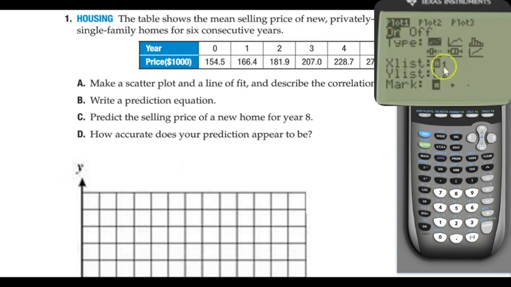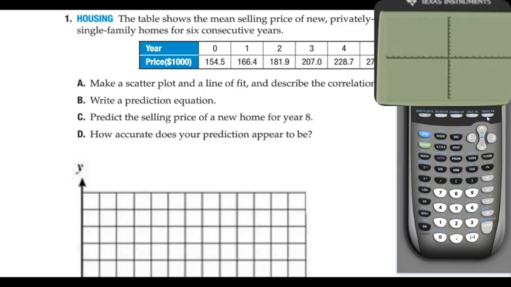Do you want your X list to be L1? That's what we had. Yeah, we're good. And your L2 list to be Y. Yeah, that's what we had. We're good. Then this is what mark you want them to use. The default's fine. We're going to hit graph, and I see nothing.